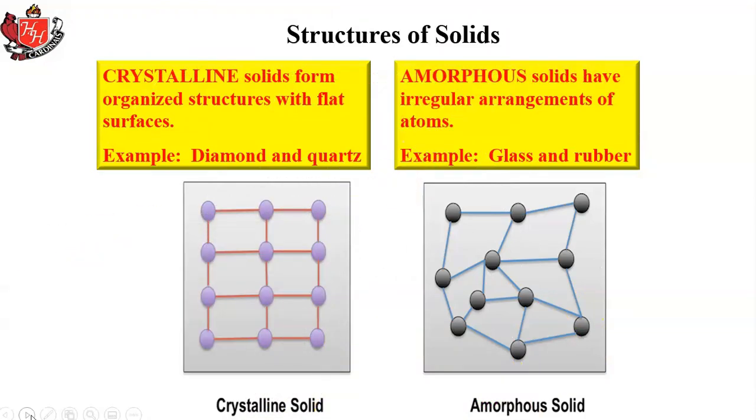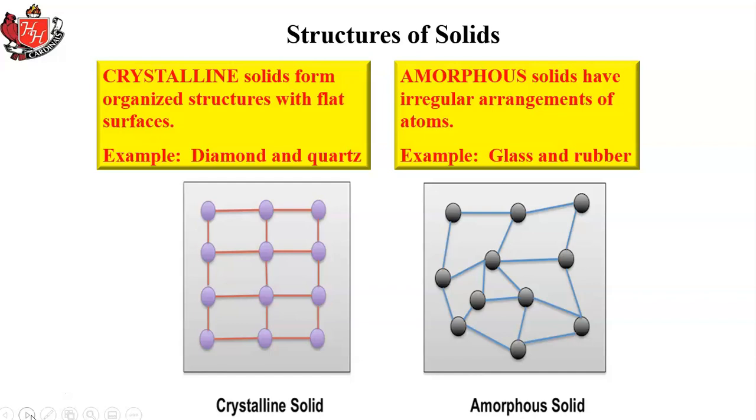Now we're going to talk a little bit about solids before we wrap up this unit. So crystalline solids form organized structures, often with flat surfaces. Examples would be diamonds or quartz. So you can see there's a crystalline solid. It's very organized. It's very much like a crystal lattice structure of an ionic compound.